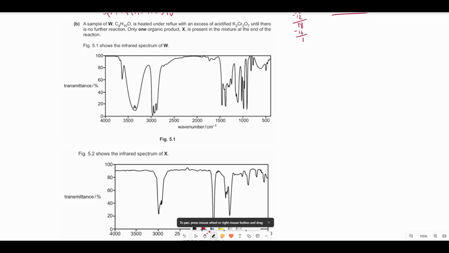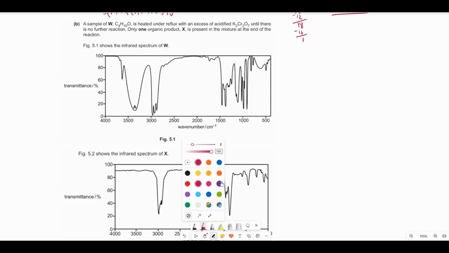Now, if we look here, and let's change colors again. A sample of W, so we're still talking about the same W, right? C4H10O, is heated under reflux with an excess of acidified potassium dichromate until there is no further reaction. Only one organic product X is present in the mixture at the end of the reaction. So now we are bringing in chemical organic reactions into this question.